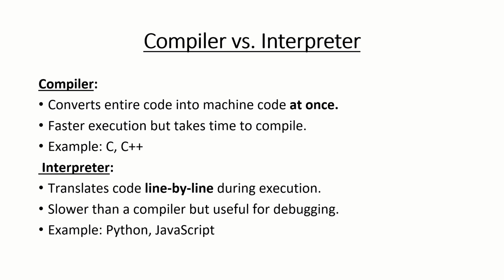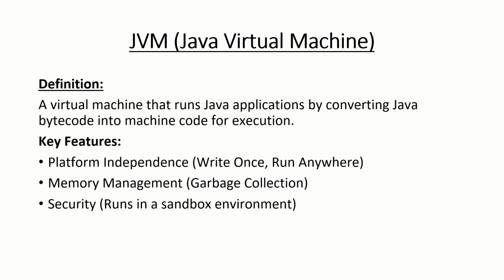For example, imagine you're reading a book. A compiler is like translating the entire book before reading. Once it's translated, you can read it smoothly. An interpreter is like translating each page as you read. It's slower but allows adjustments on the fly. Both approaches have their use cases, such as compilers are great for performance, while interpreters are used for rapid development and debugging.